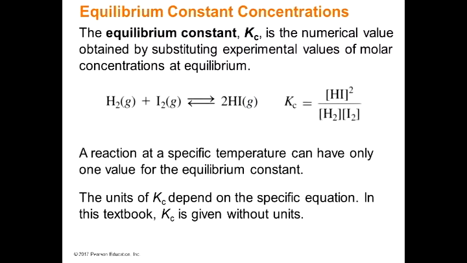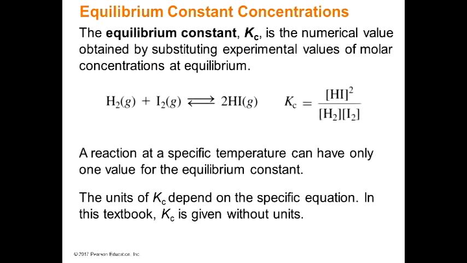Okay, so everyone see how we did that? I'm going to do another one here. So Kc, numerical values obtained by substituting experimental values of the molar concentrations at equilibrium. So you find the molar concentrations. You see here we have product over reactant raised to the coefficient. And these are H2 and I2 here.